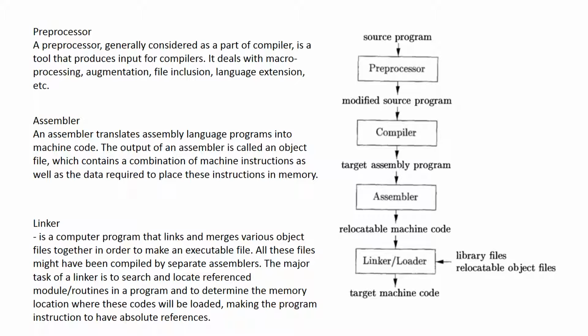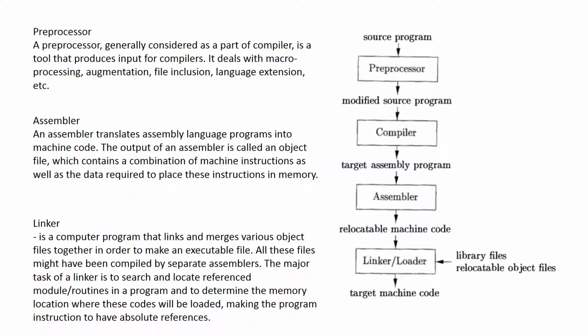So we have the preprocessor. A preprocessor, generally considered a part of the compiler, is a tool that produces input for compilers. It deals with macro processing, augmentation, file inclusion, language extension, etc. Assembler: translates an assembly language program into machine code.